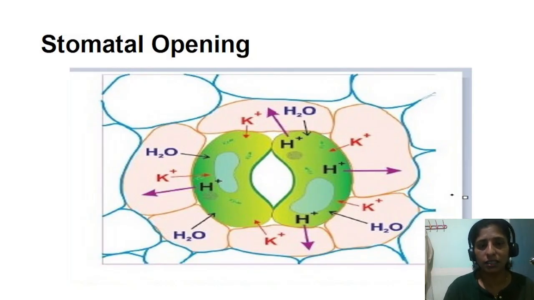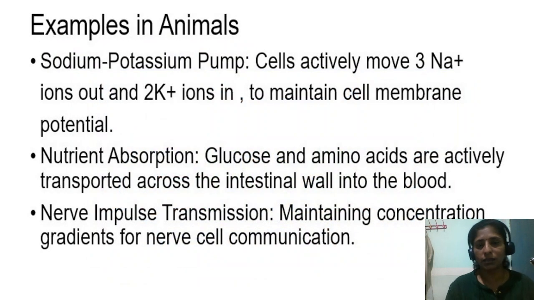By active transport, K plus ions enter the cells. So potassium ions are there, and there will be more solute. So definitely the water moves from higher concentration to lower concentration, that means from less solute particles to more solute particles. So the water enters inside the guard cells, the guard cells enlarge and bulge, and that makes the stomata open.